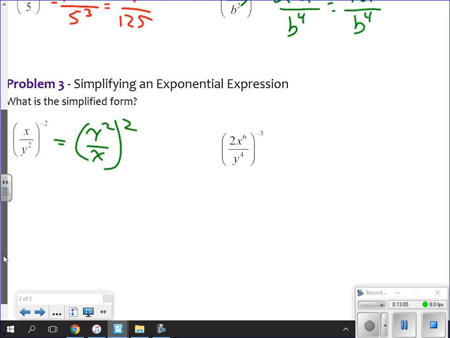If I have an entire fraction inside raised to a negative power, I flip the whole fraction over. But remember, it's only if that whole fraction is to the negative power. And then I just do what we just got done doing. I take this to the second power, I take that to the second power. So I get y to the 4th over x squared. Piece of cake.